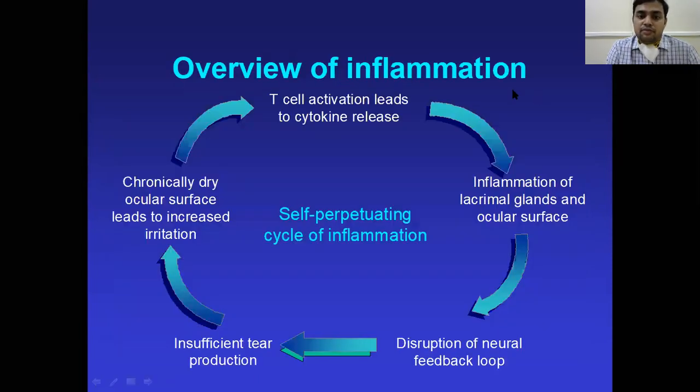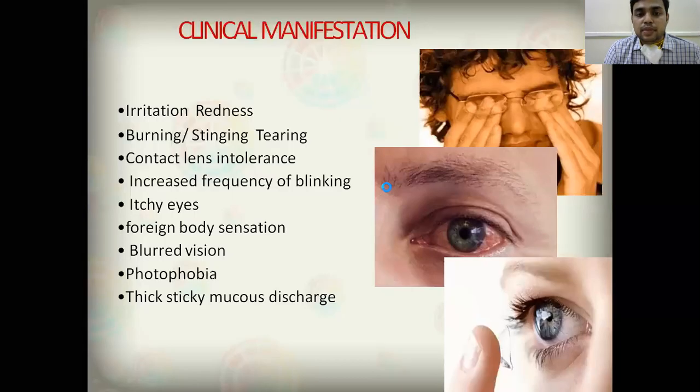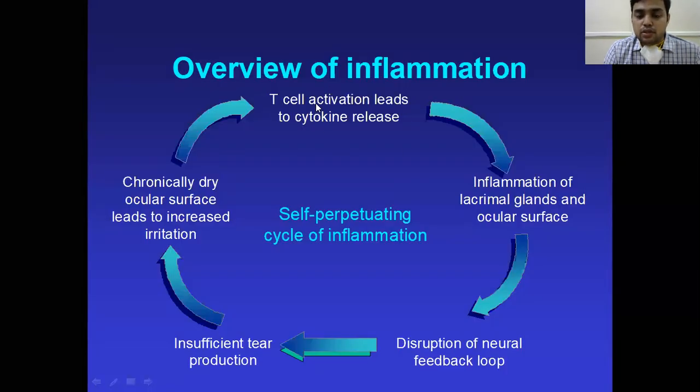So this is an overview of inflammation. Because of the insufficient tear production, the chronically dry ocular surface leads to increased irritation, and that leads to T cell activation and cytokine release. This causes inflammation of the lacrimal gland and ocular surface, and this finally leads to disruption of the neuronal feedback loop. So in this way, in the dry eye, this is the cycle involved, and this leads to inflammation of the ocular surface and decreased tears from the lacrimal gland. Basically, the cytokines and T cell activation lead to all the inflammatory changes in the eye in case of dry eye.